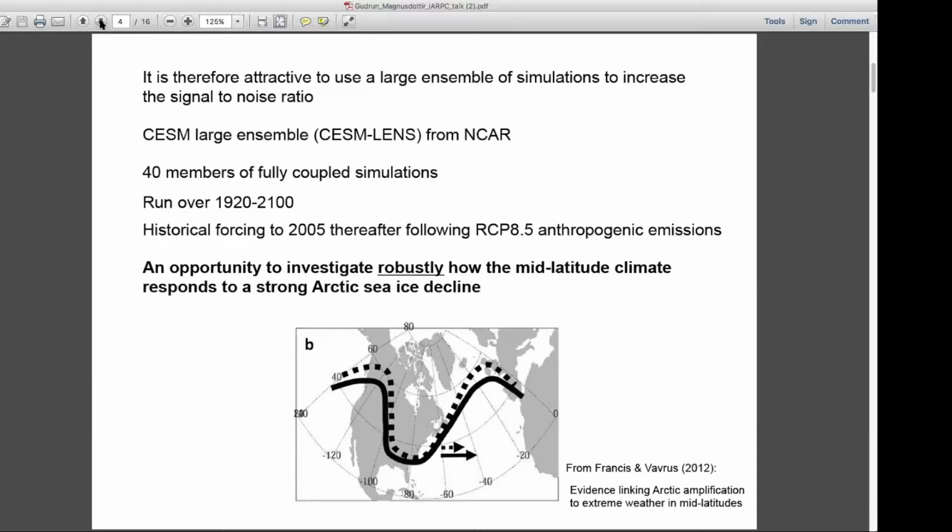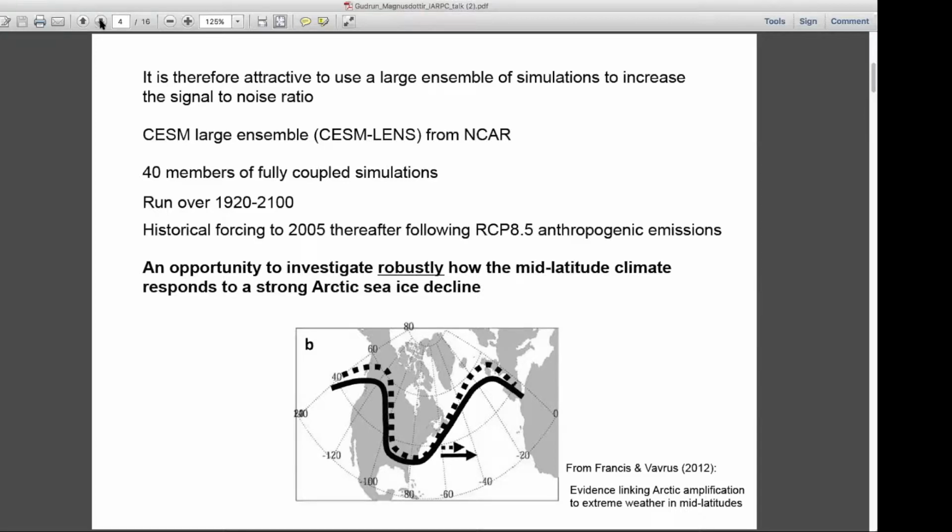So this is the CESM large ensemble, as I said before, consisting of 40 members of fully coupled simulations run over the time period 1920 to 2100, using historical forcings to 2005, and then following the RCP 8.5 scenario. This gives us an opportunity to examine in a robust way how the mid-latitude climate responds to a strong Arctic sea ice decline.